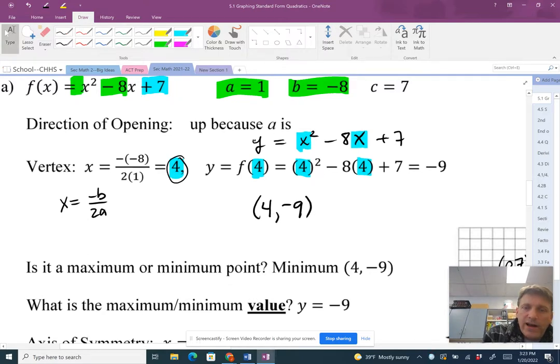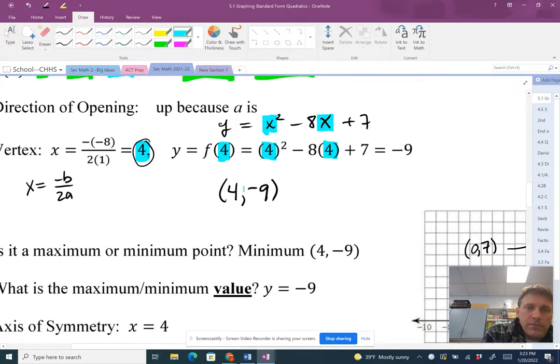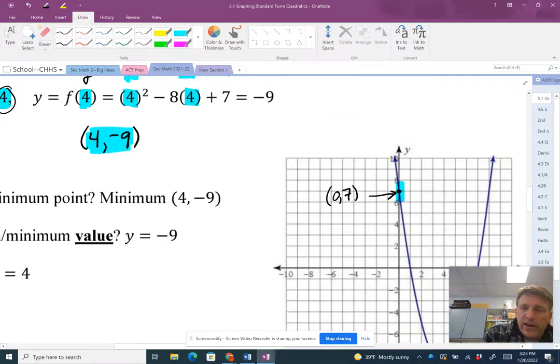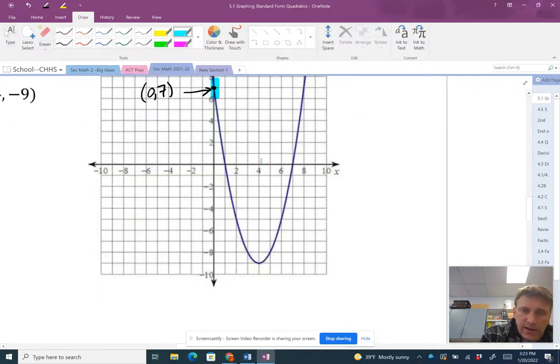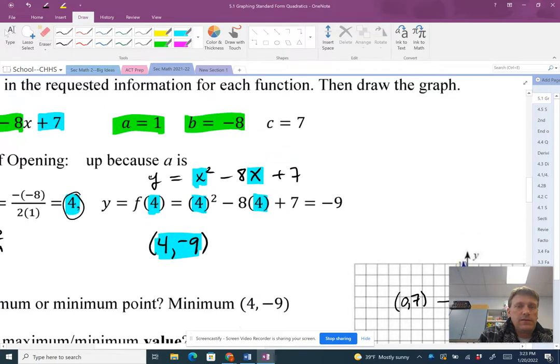Let's look at the graph. 4, negative 9, and we go down here. Here's 4, and here's negative 9, and so that point 4, negative 9 is the vertex. 4, comma, negative 9. And let's see what's next here.